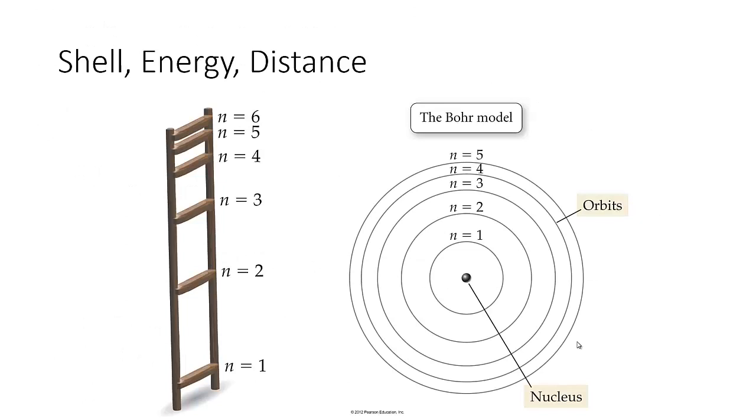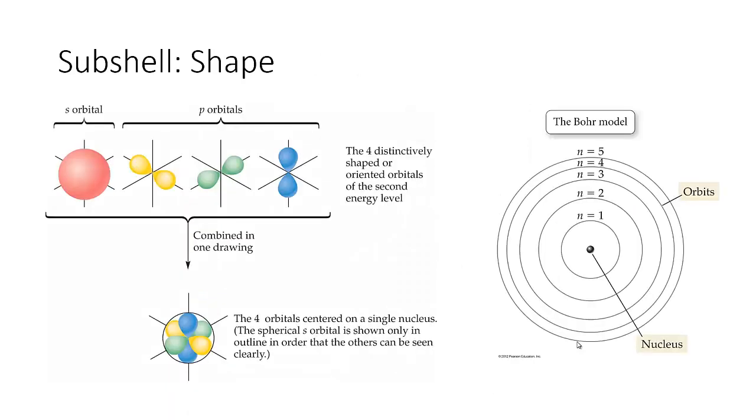So here is a picture of the shell. So the shell right here is the energy level, like I said. So once again, just keep thinking about it, that the farther you are from the nucleus, the more energy you have. Whereas subshell is shape. Now these are the shapes I was referring to. So you've got a sphere and you've got dumbbells.